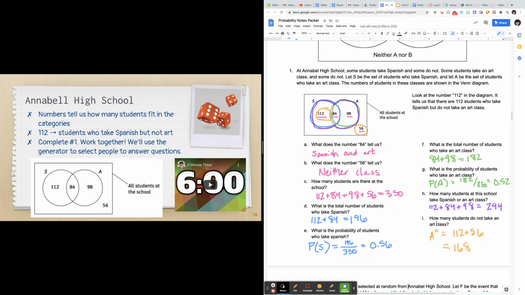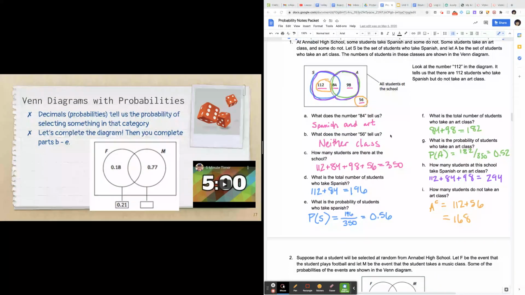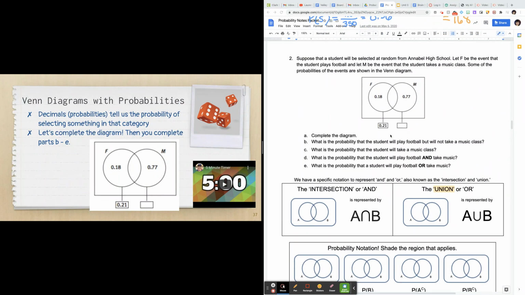Okay, all right, so let's take a look now at an example with probabilities, okay? So what I'm going to do is I'm going to help you kind of fill in the diagram, and then after that, I'm going to have you try these 4 probabilities, try to figure out what these 4 probabilities are right here.